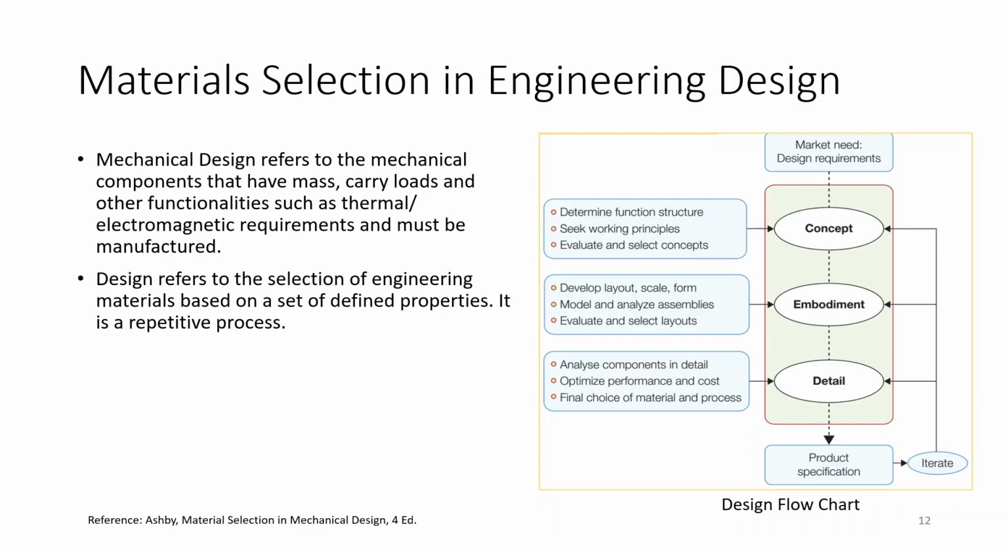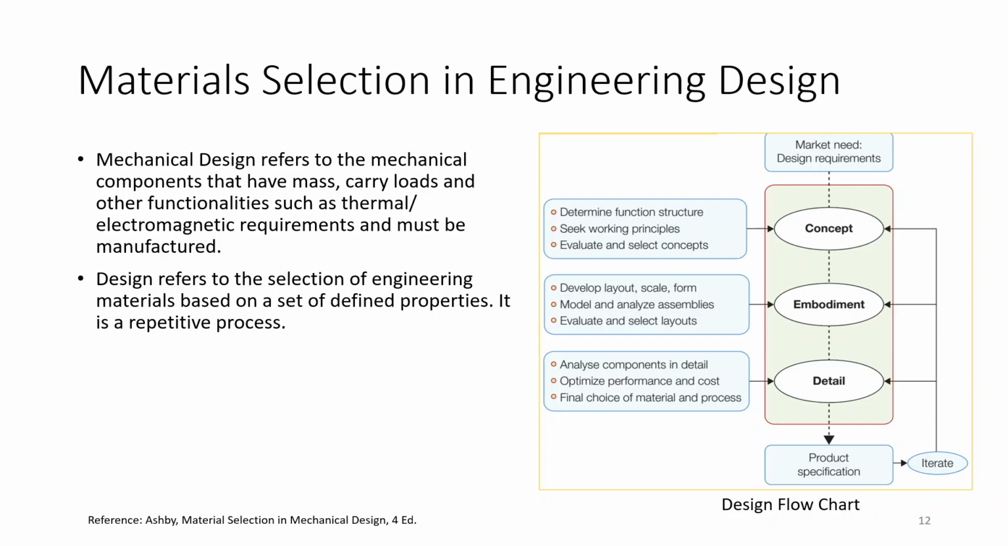So first you have material selection in engineering design. Mechanical design refers to the mechanical components that have mass, carry loads and other functionalities such as thermal or electromagnetic requirements and must be manufactured. The design refers to the selection of engineering materials based on a set of defined properties, and it is a repetitive process.